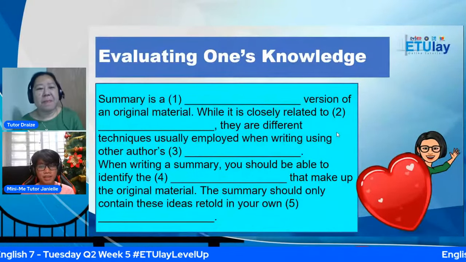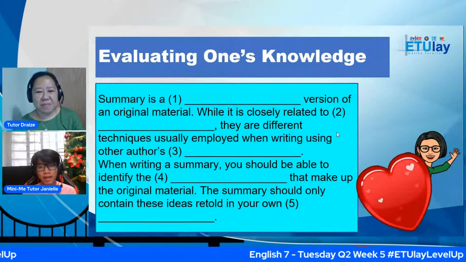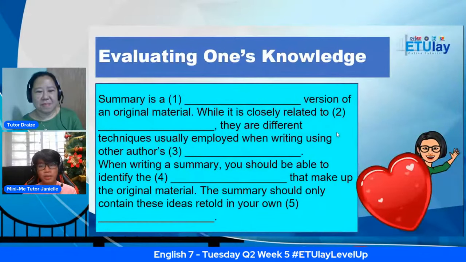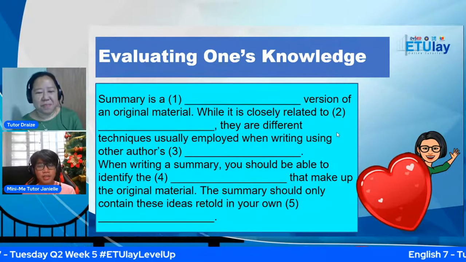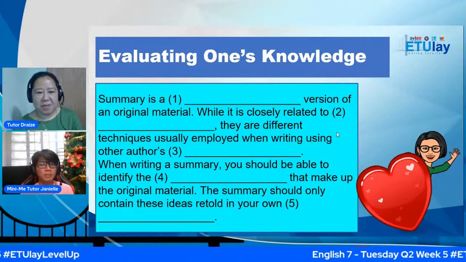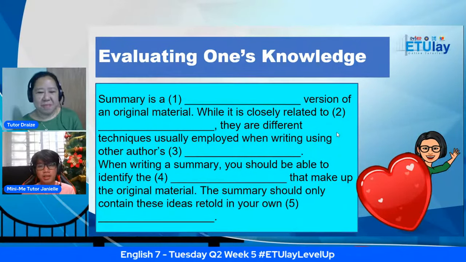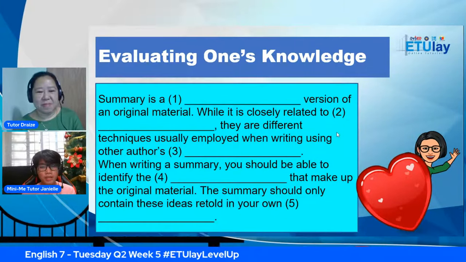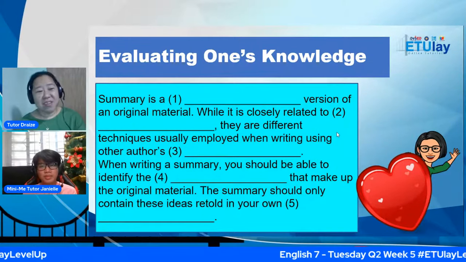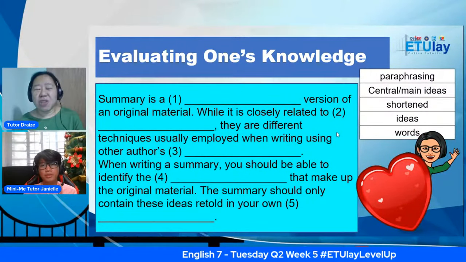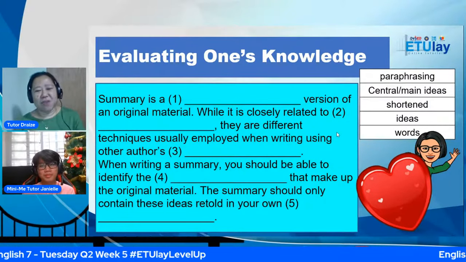Summary is blank version of an original material, while it is closely related to blank. They are different techniques usually employed when writing using other authors' blank. When writing a summary, you should be able to identify the blank that make up the original material. The summary should only contain these ideas retold in your own blank. Now these are the choices. You're going to make use of the following words to fill in the blanks of our reading text.